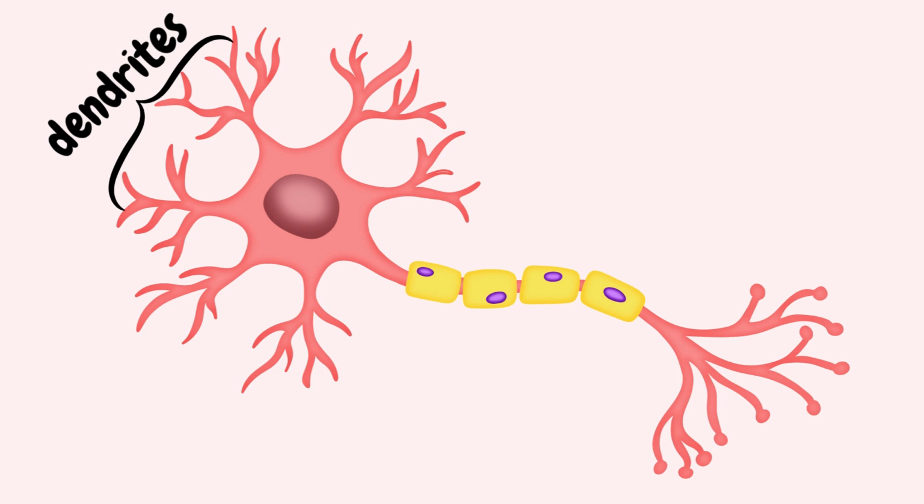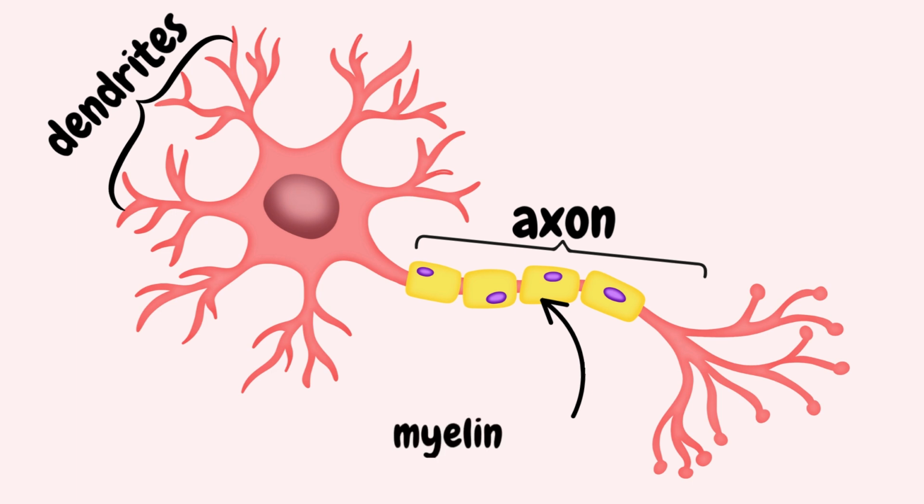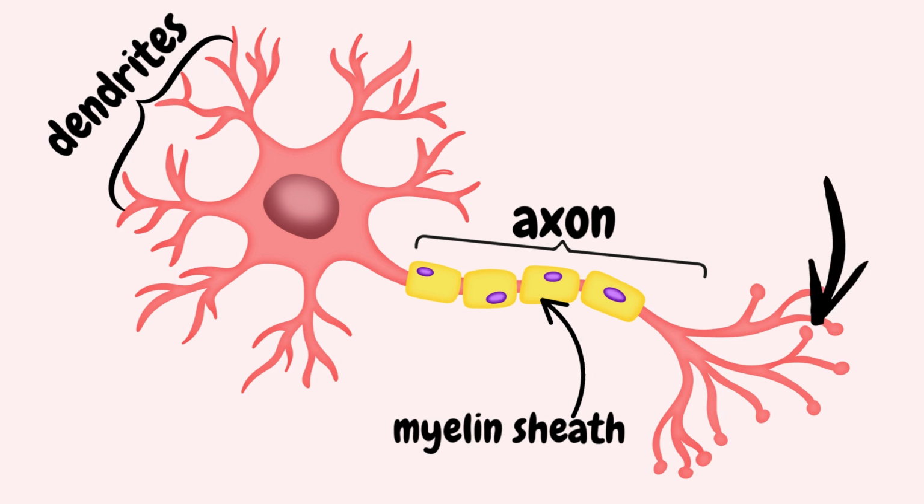The neuron also has a long, slender projection called the axon, which extends from the soma and is responsible for transmitting the electrical signal or action potential away from the cell body. Many axons are covered with a myelin sheath, which helps to speed up signal conduction. And at the very end of an axon, we have the axon terminals, which release neurotransmitters into synaptic gaps and enables communication with neighboring cells.